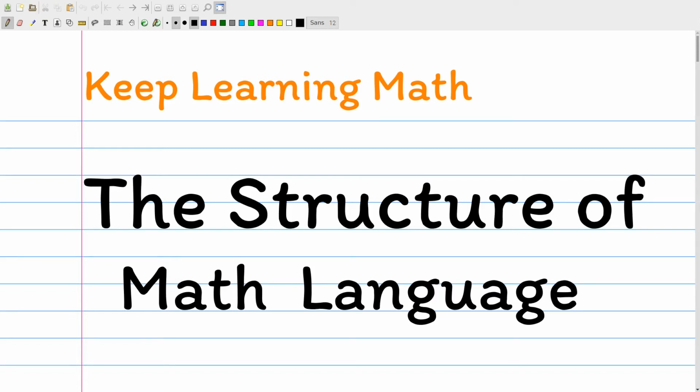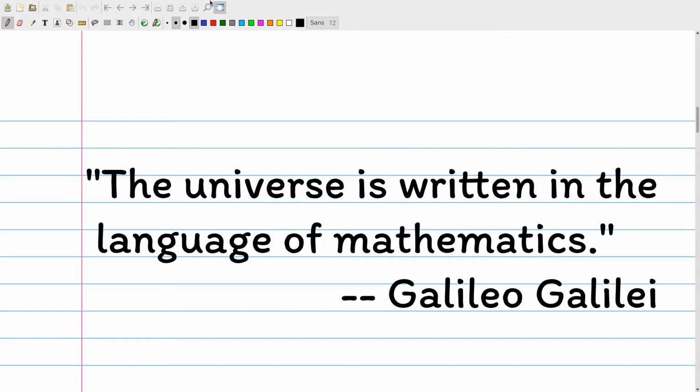The structure of math language. Galileo says the universe is written in the language of mathematics. In other words, math is the language. This is what Galileo believed. It is a language to describe the world and make complicated things easier.